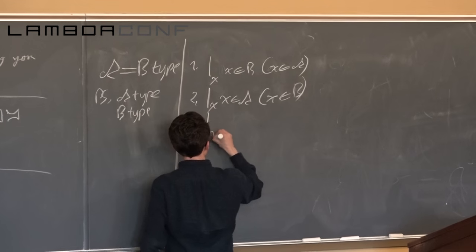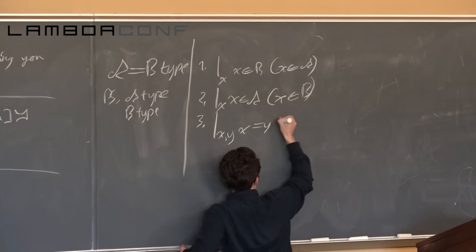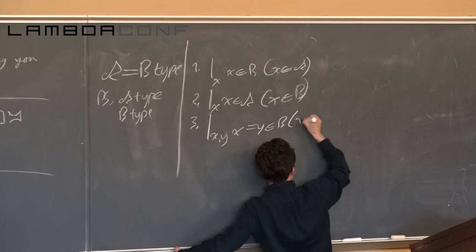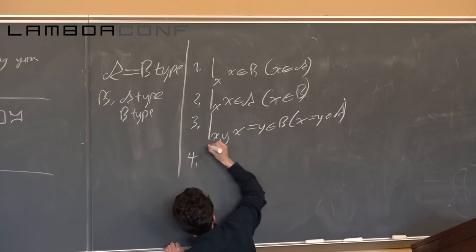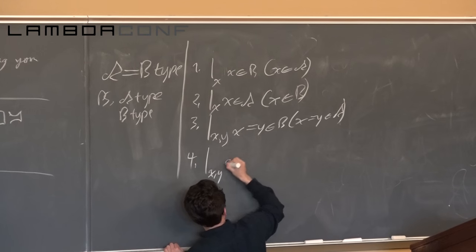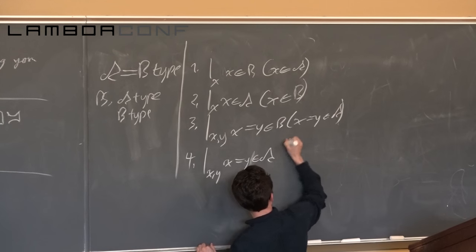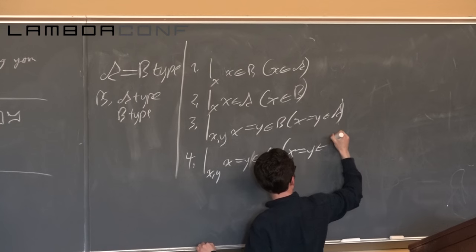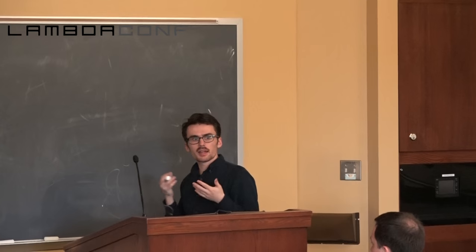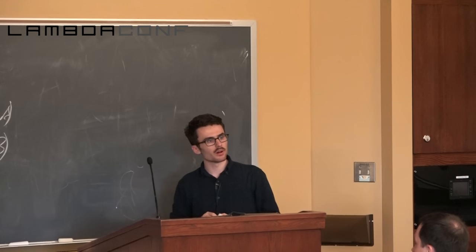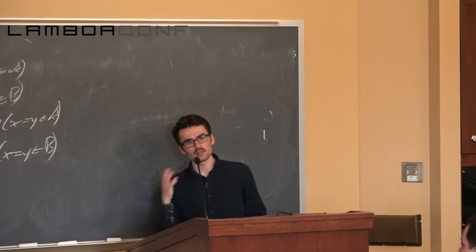The third is that for any x and y, x equals y in B, assuming that x equals y in A. And then the fourth one that we're obligated to demonstrate is that x equals y in A, assuming that x equals y in B. And so these last two premises suffice to say that the types have the same equivalence relation as well. So it's not enough for two types to contain the same elements. The same elements must be equal in either type.